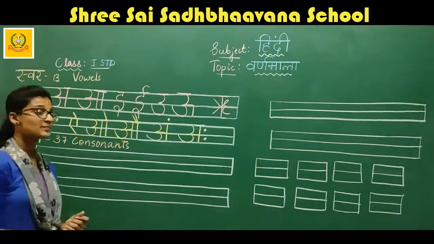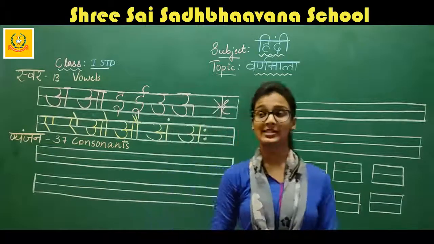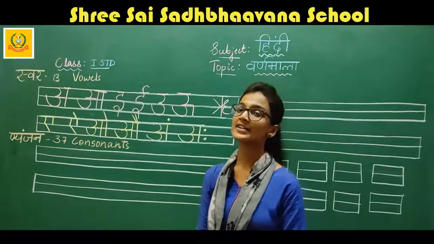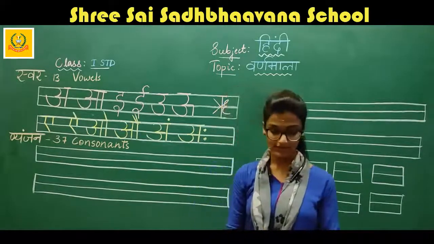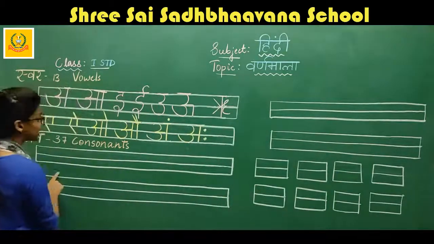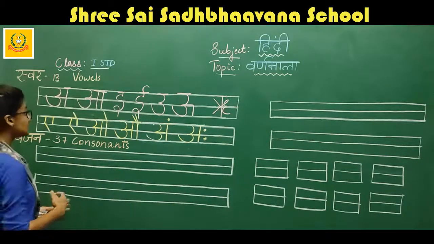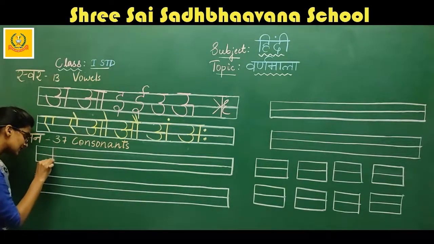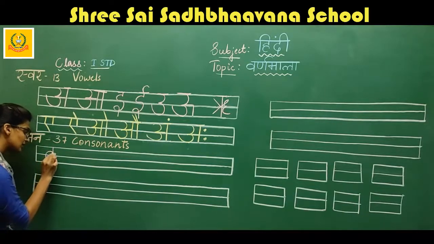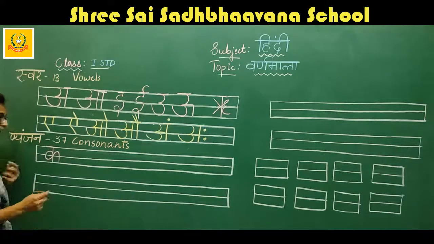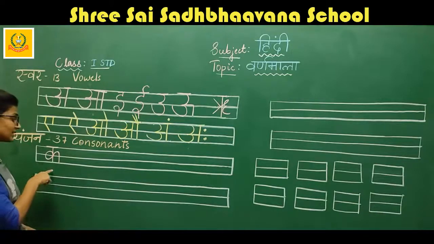What did we learn in consonants? Which are those letters that come in vyanjan? Yes, we learned ka varga and cha varga. What is ka varga, children? Ka varga means ka. First letter that comes is ka. How to write ka? One standing line, curl, pull it out and touch the line. This is ka.